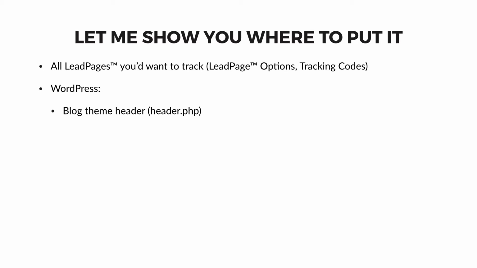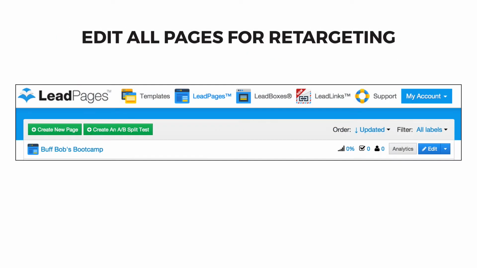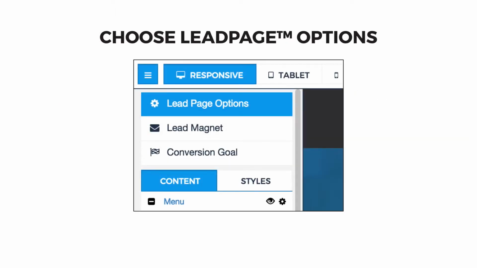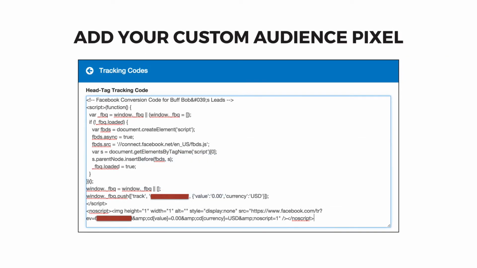Inside your LeadPages account, make sure you place this code on all of your lead pages. Log into your LeadPages dashboard at my.leadpages.net. In a later module, I'll walk you through creating your lead pages if you're new to the system, but if you already have pages in your account, follow these quick steps. Click the LeadPages text link in the top menu to go to your existing landing pages. Click the blue Edit button for each page you wish to add your custom audience pixel to. And for each page, go to Lead Page Options, then Tracking Codes. Paste in your custom audience pixel here.